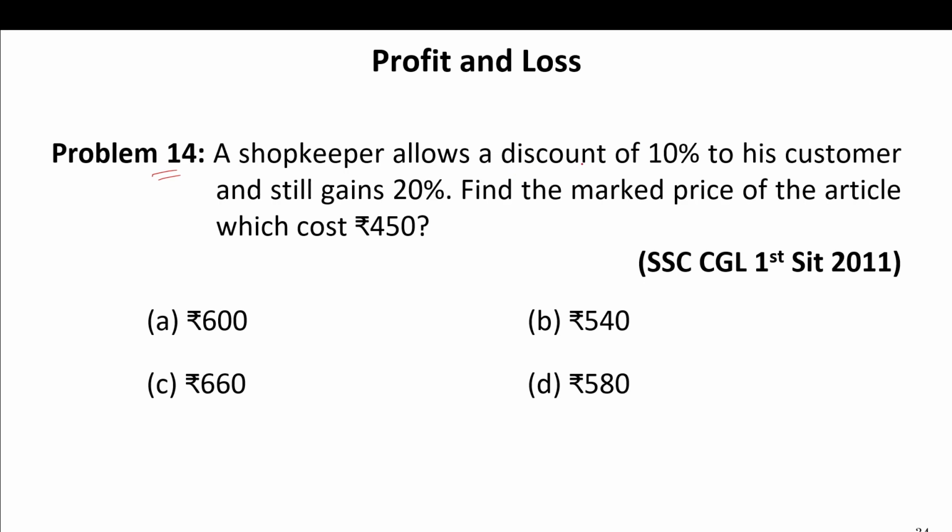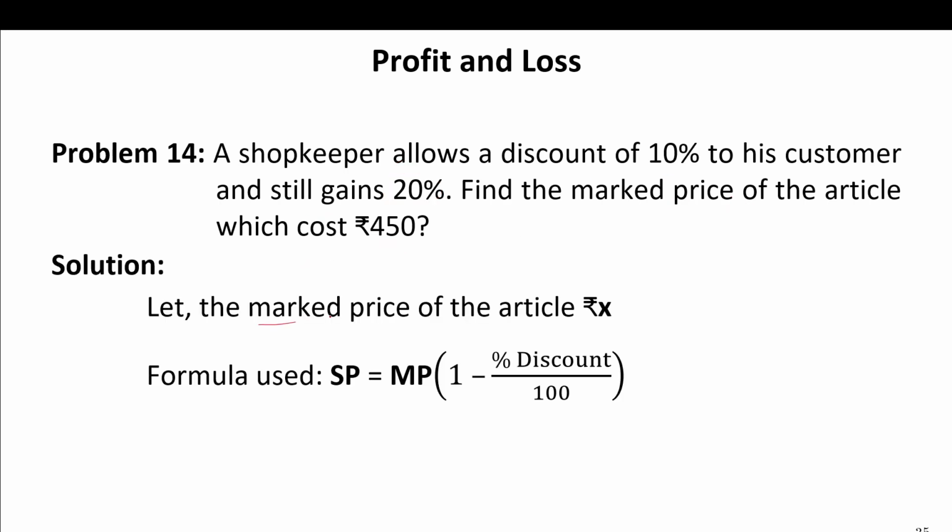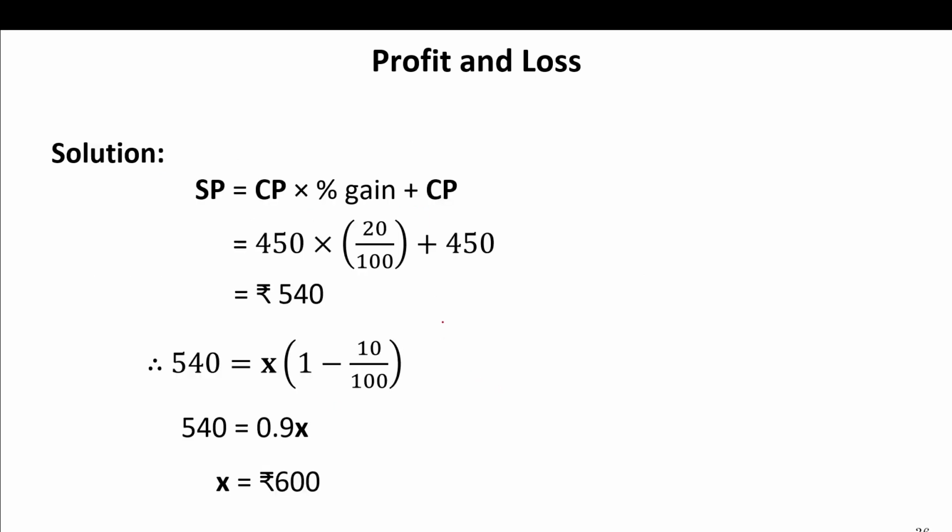So the shopkeeper allows a discount of 10% to his customer and gains 20%. So find the marked price of the article which cost 450 rupees. Okay. So the marked price of the article is X rupees. SP is equal to MP into 1 minus discount by 100. So SP is equal to CP into percentage gain plus CP, that is equal to nothing but 540. So 540 is equal to X into 1 minus 10 by 100, that is 0.9X is equal to 540. So X is equal to 600.